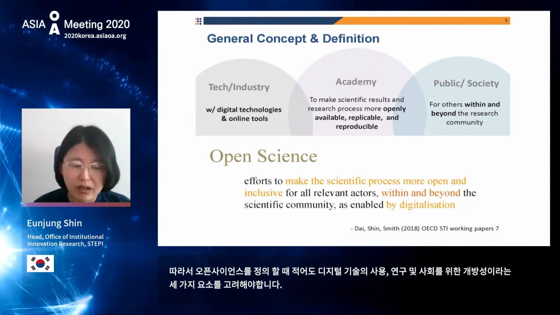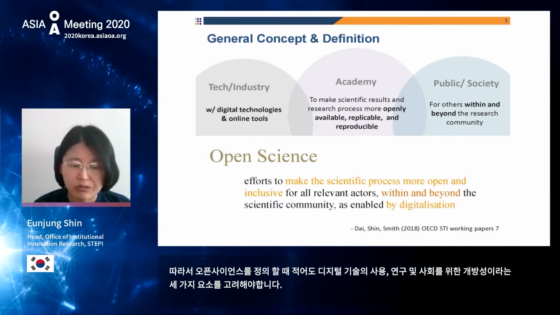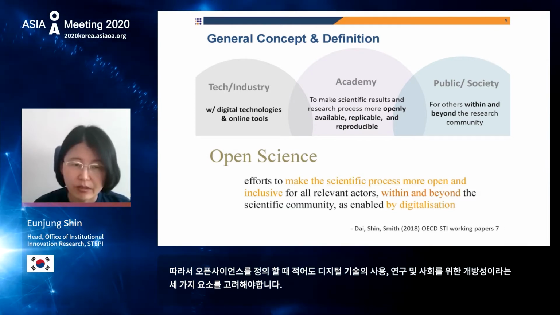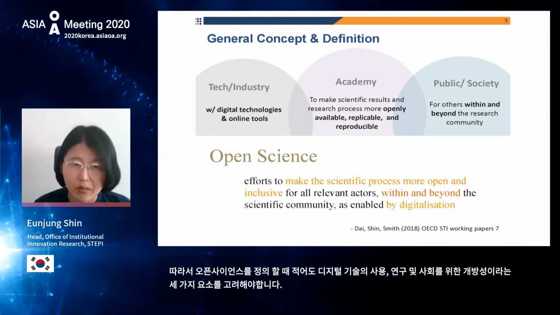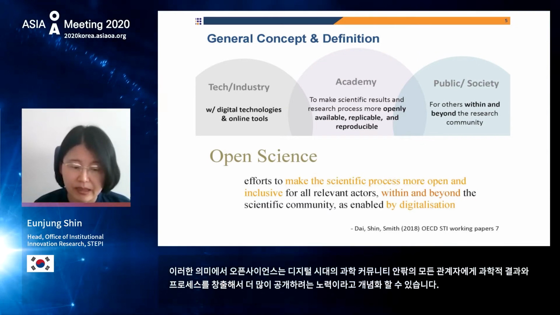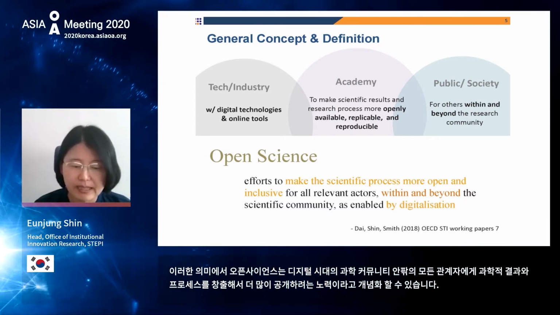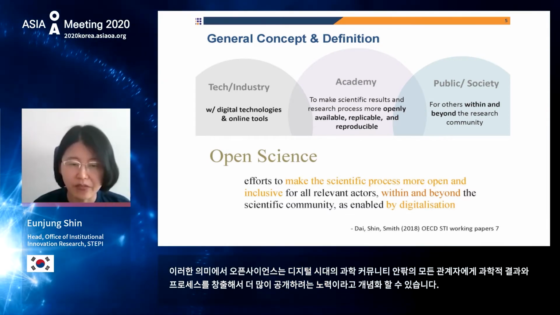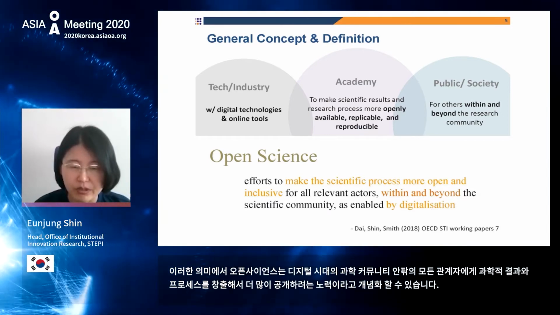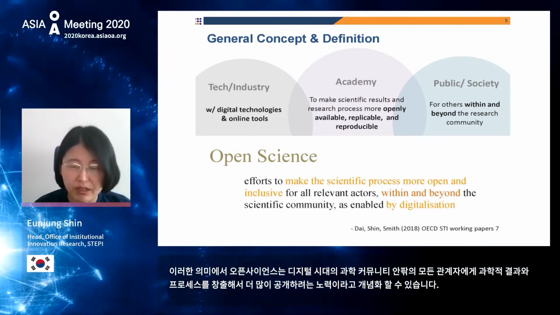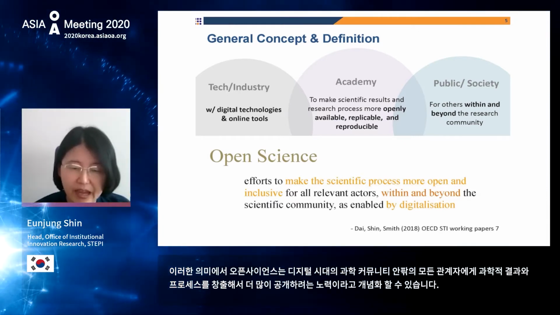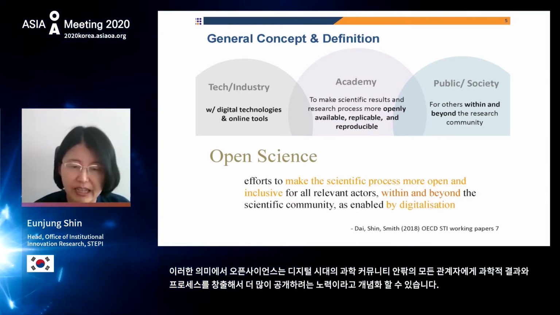Therefore, when we define open science, at least these three components need to be addressed: the use of digital technology, openness for the research, and for the society. In this sense, open science can be conceptualized as the effort to make scientific processes and outputs more open and inclusive to all the relevant stakeholders within and beyond the scientific community.